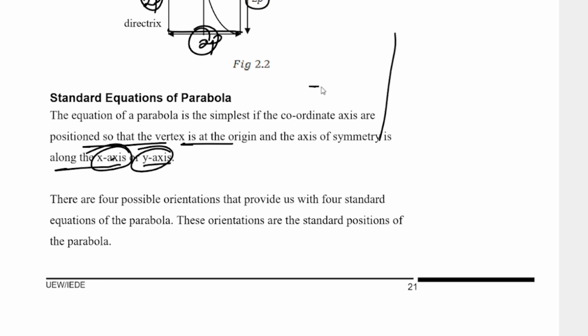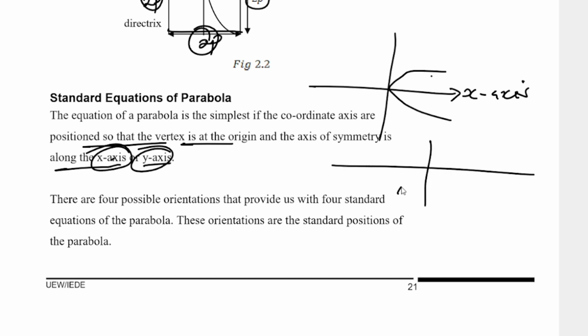So we can have a parabola where the vertex is at the origin and the axis of symmetry is along the x-axis. That way, getting the equation becomes very easy. In other words, you can have the parabola in this way, where the vertex is at the origin, and it also has the axis of symmetry along the y-axis. In that case, if we have any of these orientations of the parabola, then the standard equation is very, very simple to get.